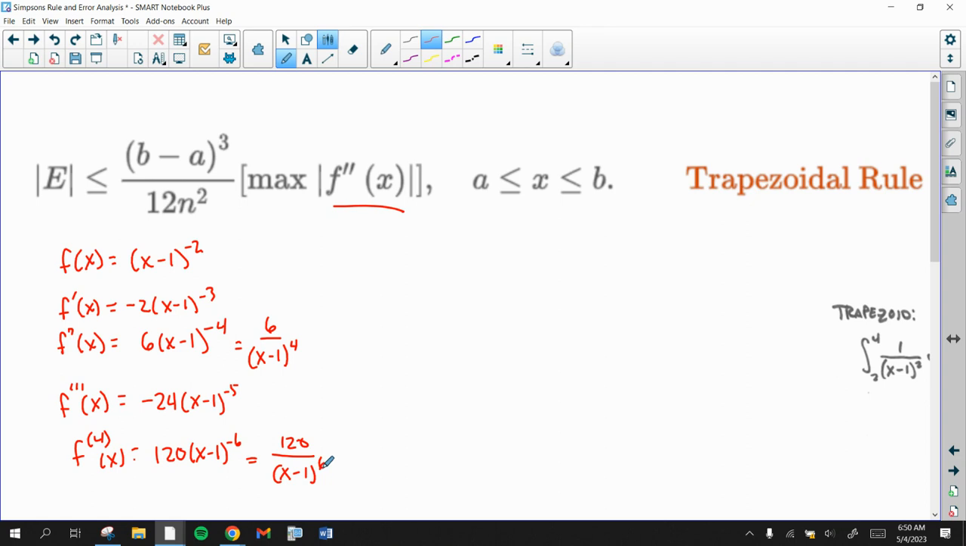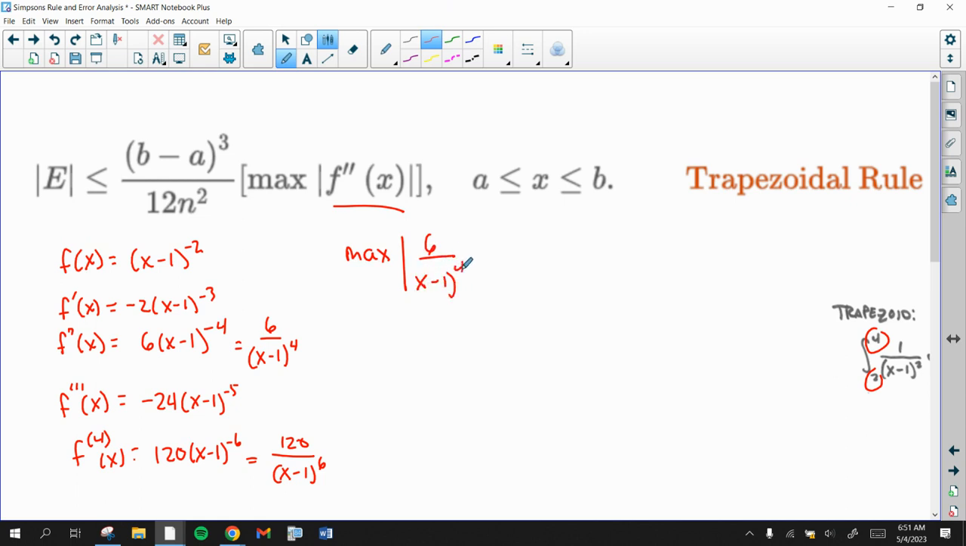Okay, so we're on the trapezoid rule. The error has to be less than this quantity. B minus A is easy. Those are our limits, A and B. N is the number of intervals we use, which was 4. That's easy. We just have to figure out the maximum of the absolute value of this derivative.